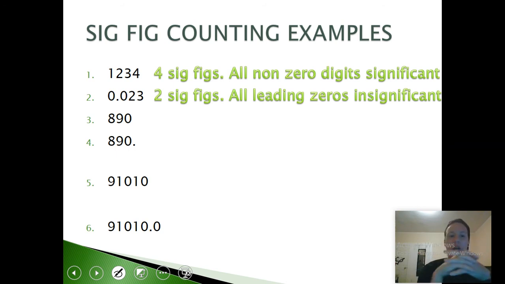So here are 2 examples with the answers, and there will be a Google form below, hopefully, to have you test this out. So 1, 2, 3, 4, all 4. They're non-zero, so they're significant. This one would have 2. So take a second and think about the next ones. How many would each of them have?